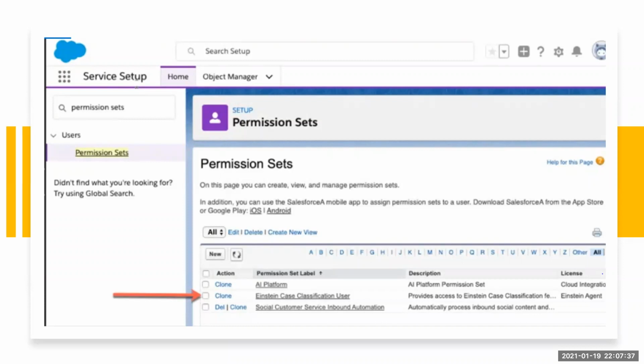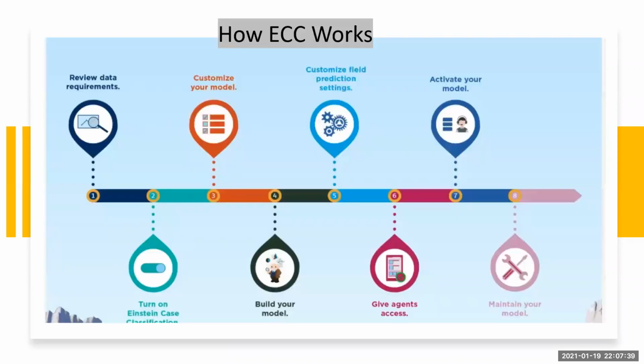So now let me move on to the next slide. Now here we'll find out how ECC will work. The first thing is we need to review the requirement carefully, like for what cases or what scenario we want Einstein to predict the values. Then in setup, we can go to Einstein Case Classification, where we'll turn on the case classification feature, and then we can customize the model.